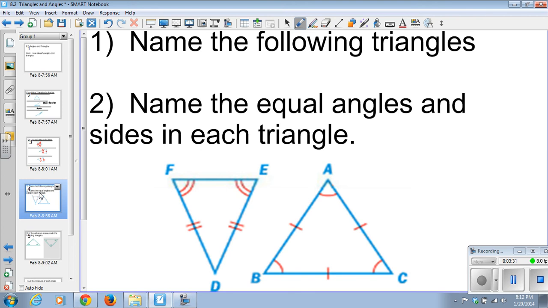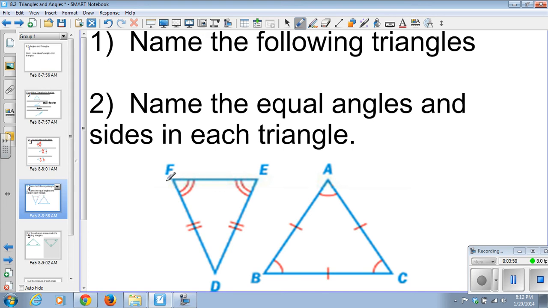So what we're going to do on this slide is name the following triangles. This is for your benefit so you understand the notation when you're asked to use certain triangles. And then we'll name the equal angles and sides in each triangle. So again, there'll be a lot of pausing on this slide.